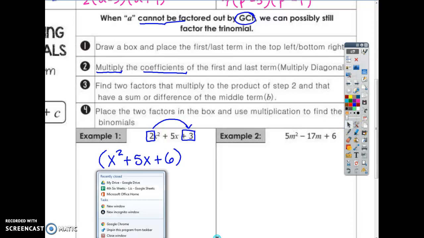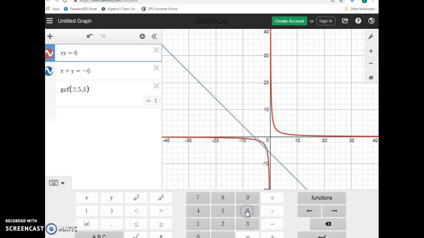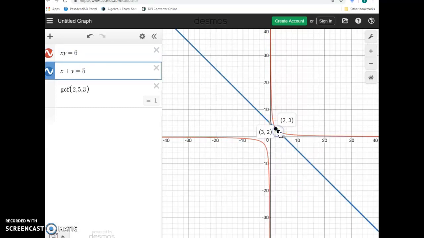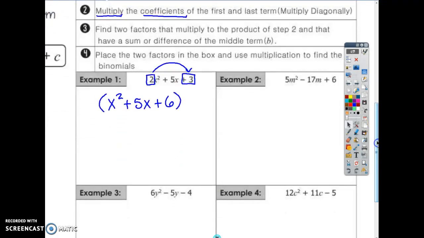So in Desmos, I have 6 and positive 5. And you should already know these. It's 2 and 3. A positive 2 and a positive 3 multiply to give you 6 and add to give you 5. So then, I'm going to write it out. It's x plus 2 and x plus 3.